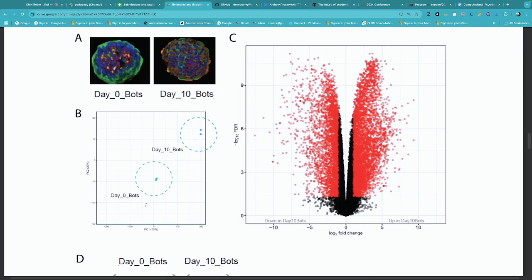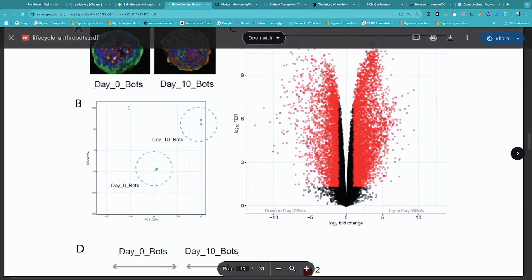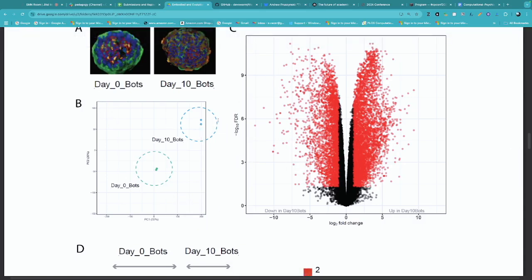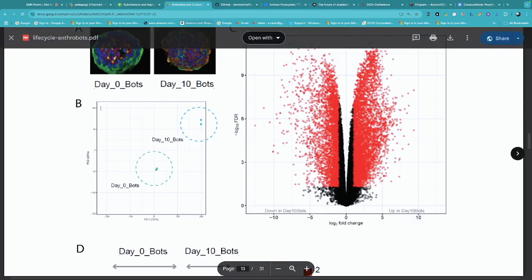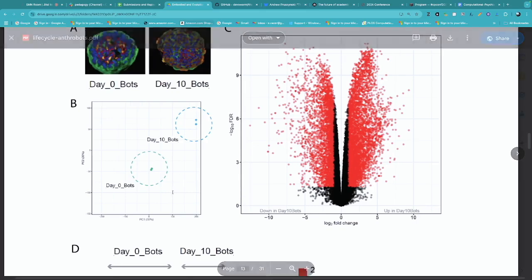And then in the PC space, PC1 versus PC2, the day 0 bots are down here. Remember, the precursors are up here in the space, day 0 bots are here, and day 10 bots are out here. So they change their position, especially in PC2, they sort of revert back to the level of the precursor cells, but in PC1, they move further to the right.